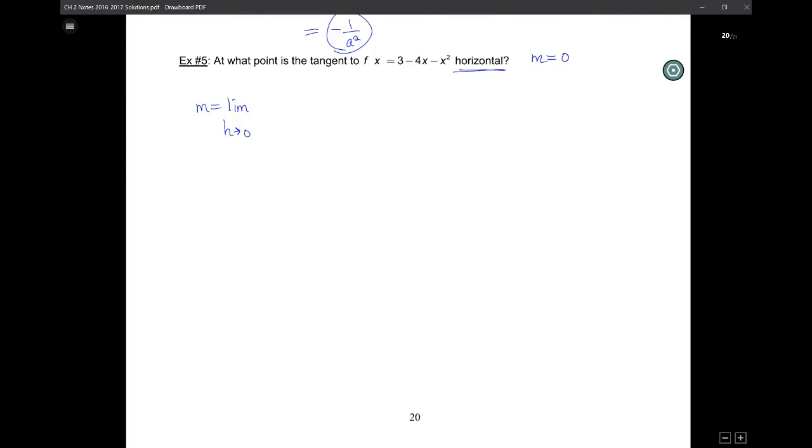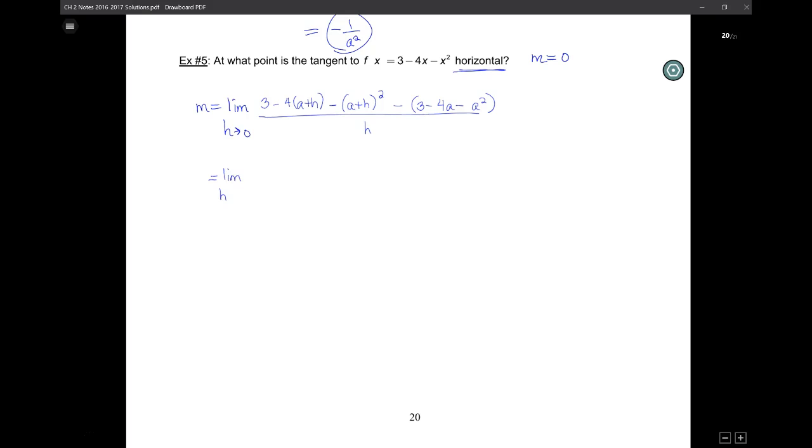So I have 3 minus 4 times a plus h minus a plus h squared, right? Minus, and then I have 3 minus 4a minus a squared. Just remember you have to distribute that all, and it's all over h. Now, it looks really messy, but as long as you plugged everything in correctly, you're going to get stuff to cancel after multiplying it out.